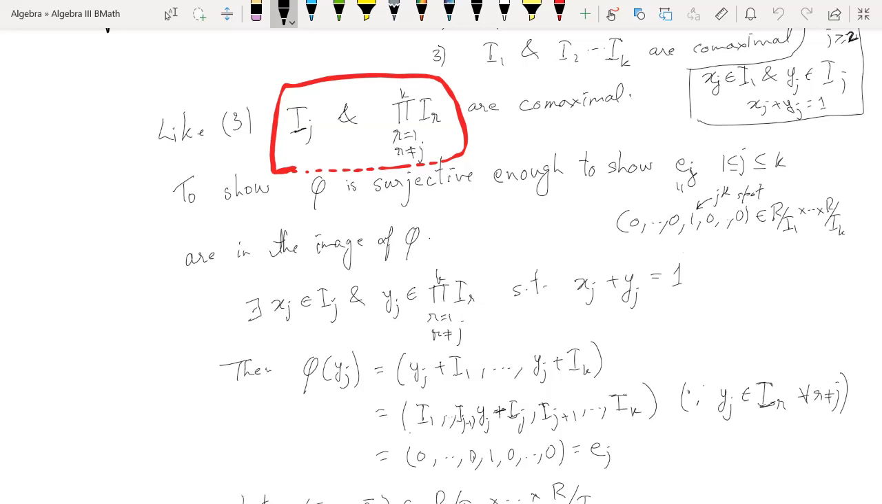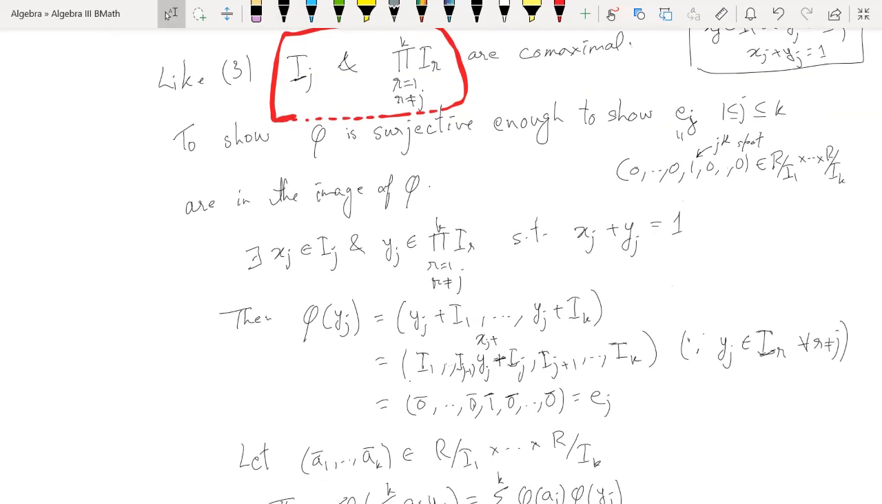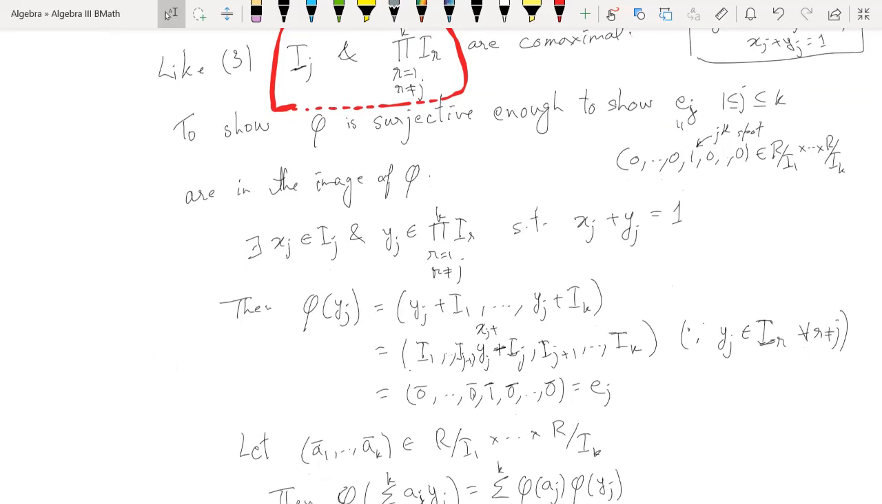And why is yj plus Ij equal to 0? Because xj is in Ij. So yj plus Ij is also the same as xj plus yj plus Ij, because you can add any element of Ij and the equivalence class doesn't change. But xj plus yj is 1. So this is the same as 1 plus Ij, which is 1 bar. So this is how we get ej. So we saw that phi of yj is indeed ej.